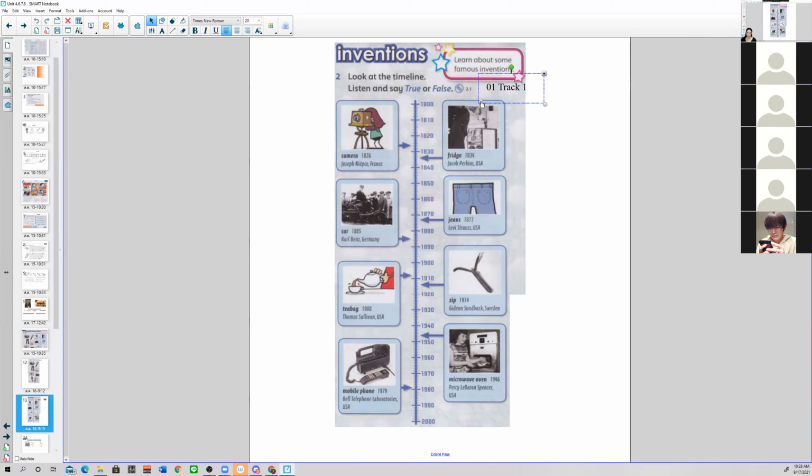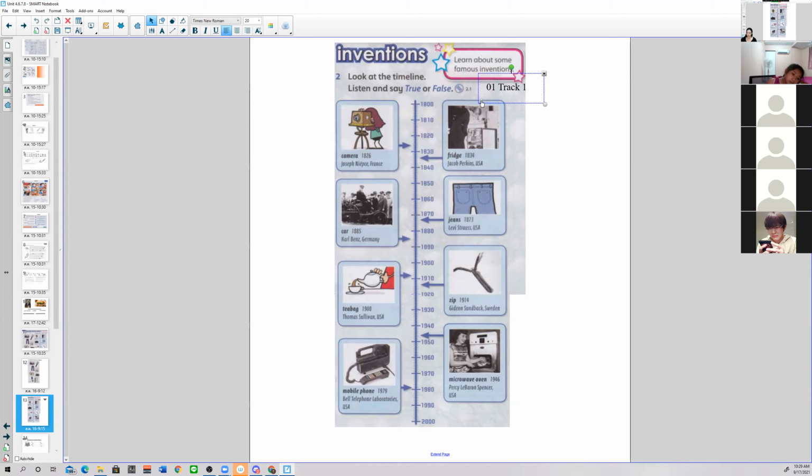When was the car invented? In 1910. True or false? False. The car was invented in 1885, right? Who invented the camera? Joseph Niepce. True or false? True, right? Joseph Niepce invented the camera.